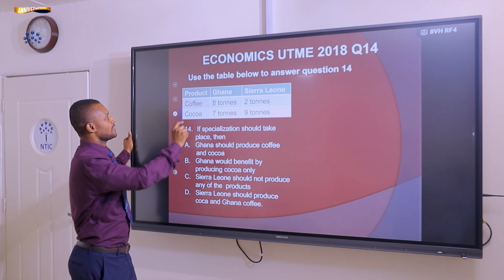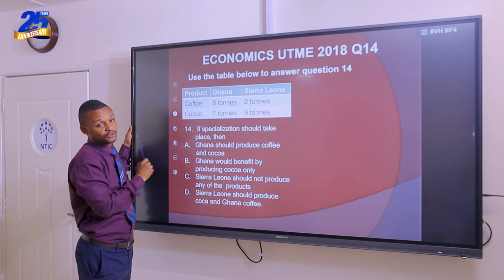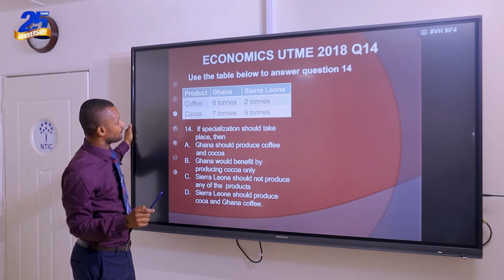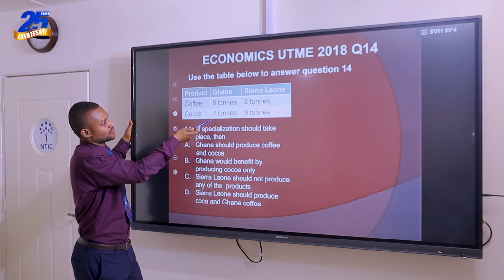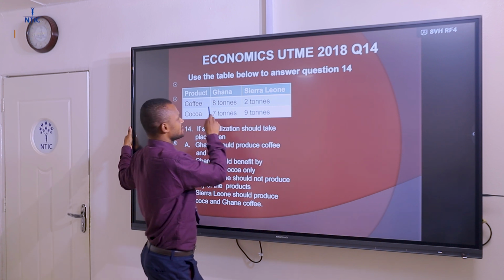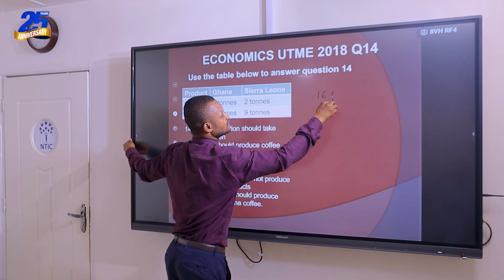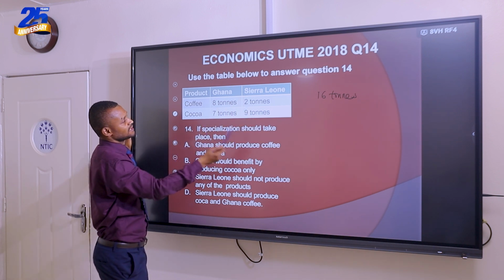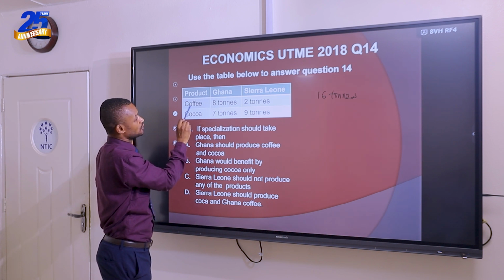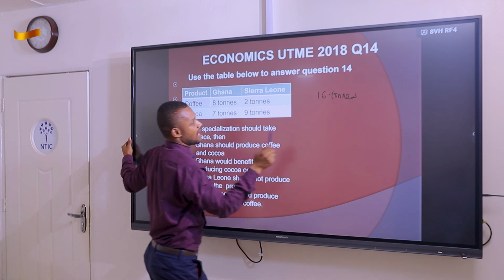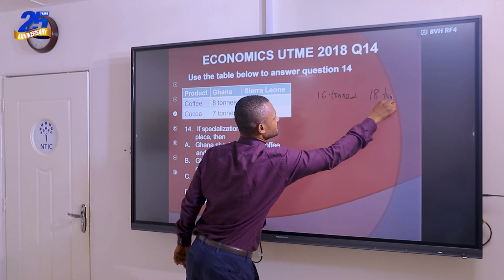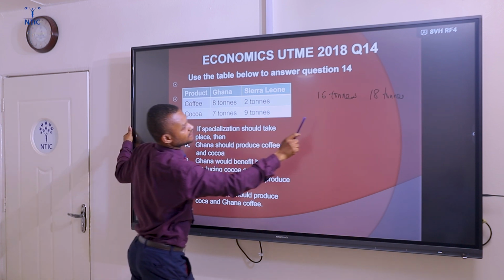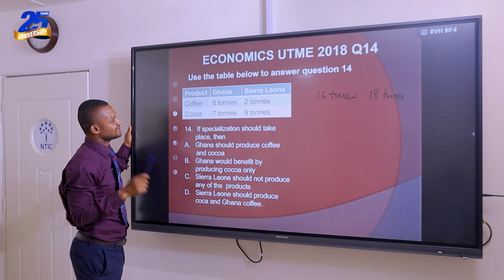Now, given the same resources, Ghana is producing 8 tons of coffee and 7 tons of cocoa, while Sierra Leone is producing 2 tons of coffee and 9 tons of cocoa. If Ghana moves all its resources into producing coffee, these 8 tons will now become 16 tons of coffee, while Sierra Leone, instead of using these same resources to make 2 tons of coffee, can channel all the resources here and produce 18 tons of cocoa. So Ghana is producing 16 tons of coffee and Sierra Leone can produce 18 tons of cocoa. Now the advantage here is this.